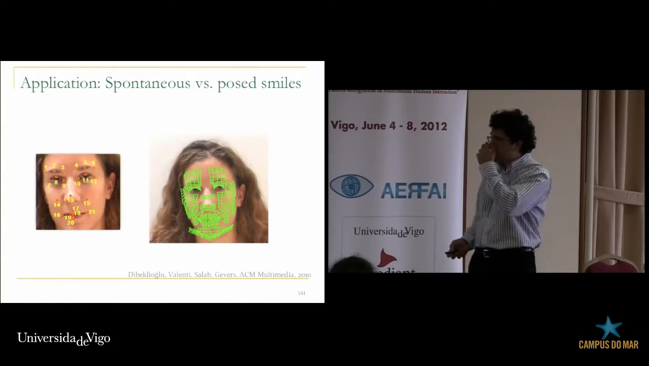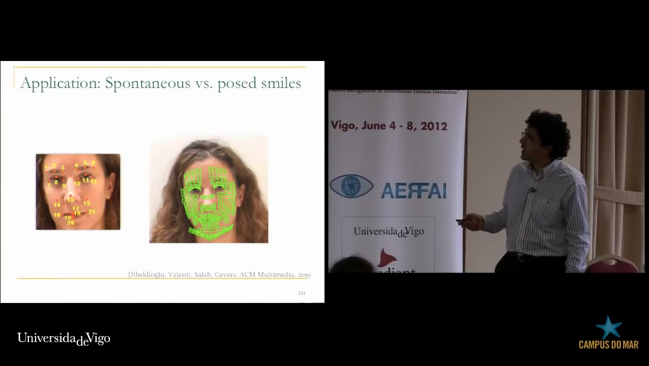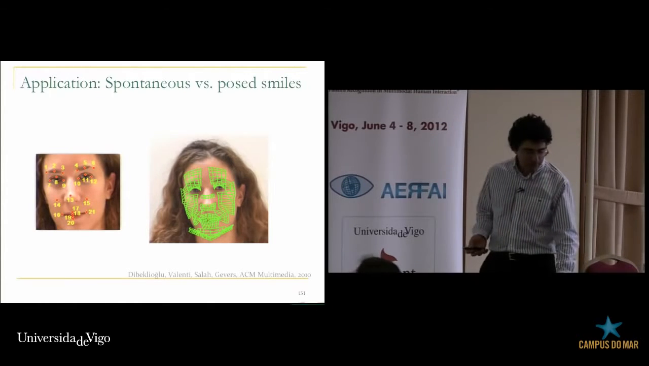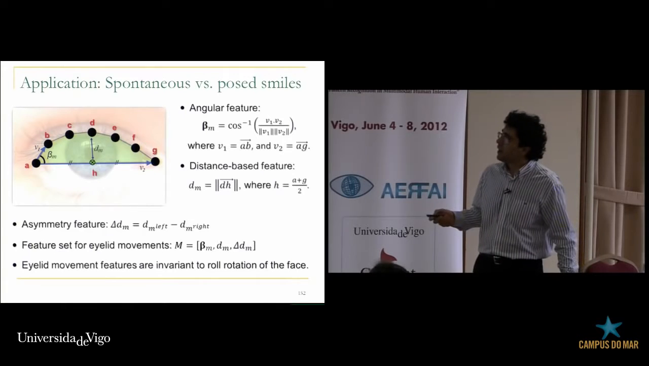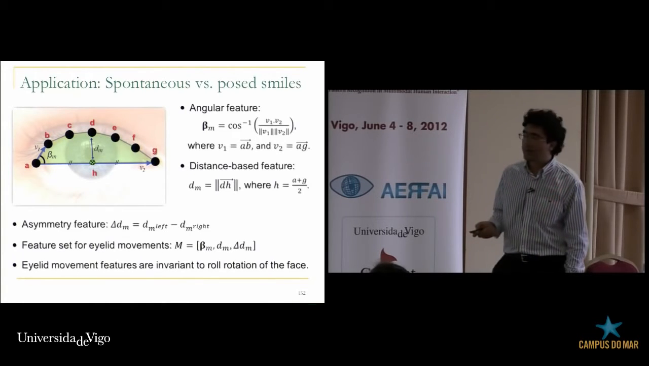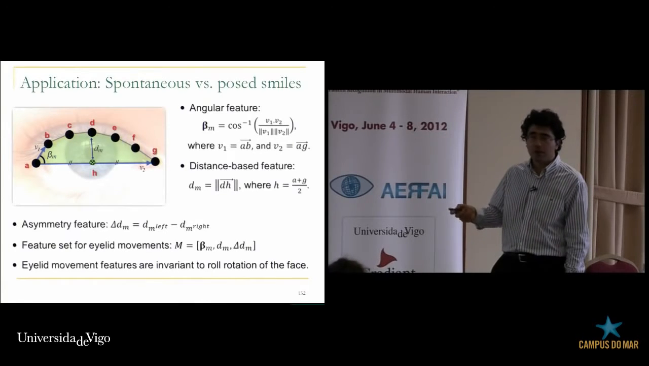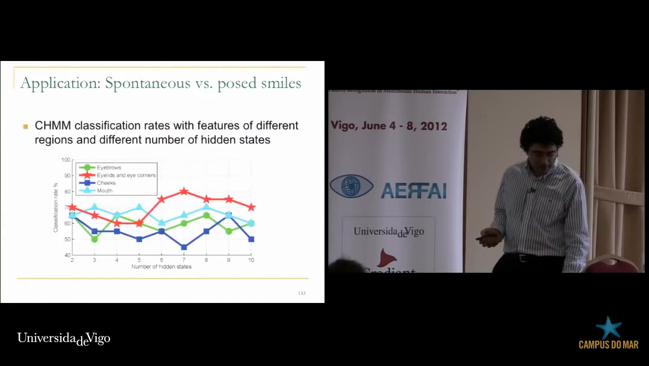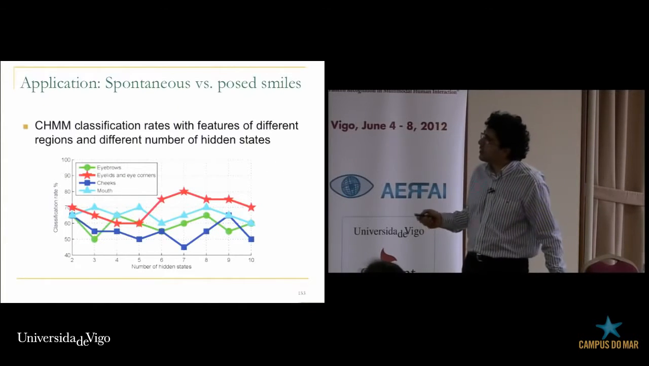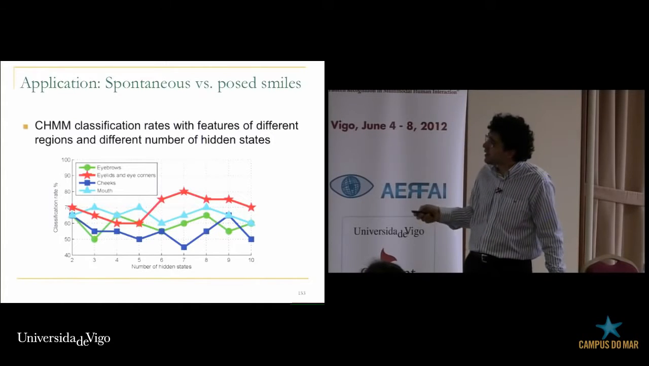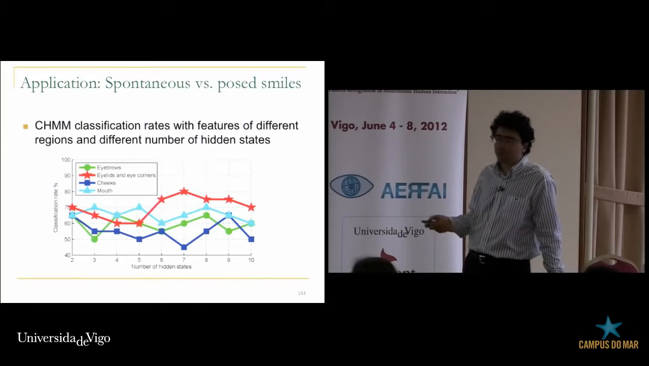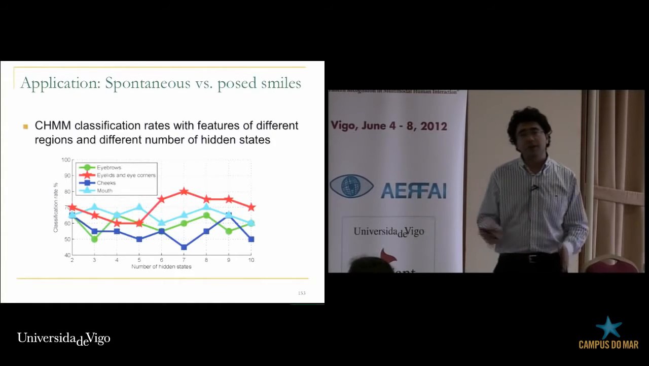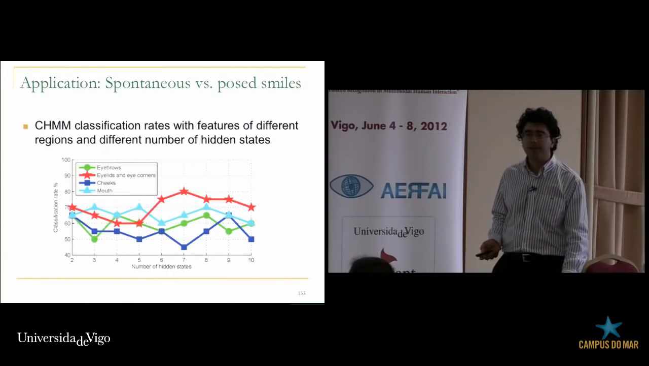So we built an automatic analysis system for that. We used the same landmark localization and tracking algorithm, but then we looked at the eye corners and eyelid in detail. We didn't look at the appearance of the Duchenne marker. We looked at the dynamics of the eyelid. And what we managed to show with a hidden Markov model-based classification is that just by looking at the eyelids and eye corners, you can classify spontaneous versus posed smiles with 80% accuracy, which was done in a very small database of 20 subjects.